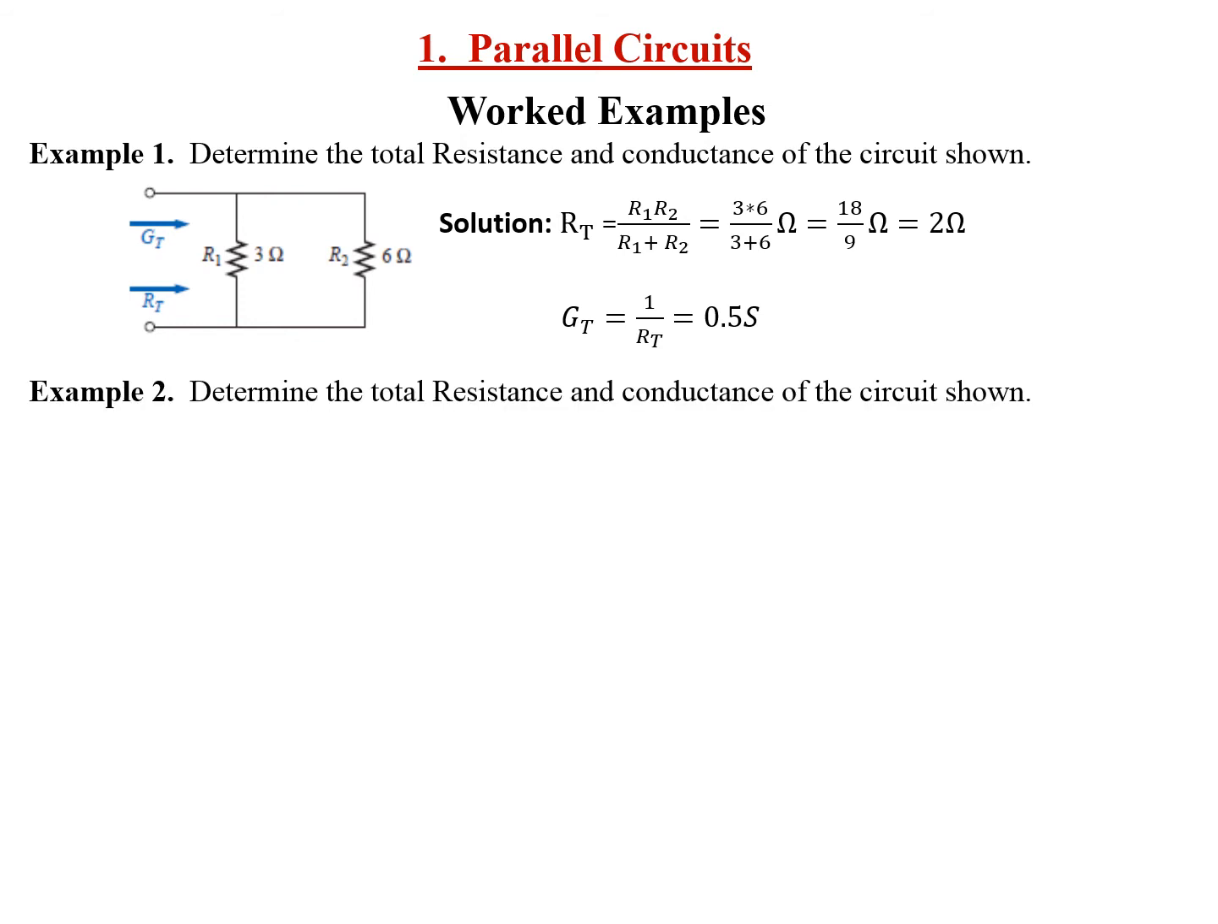Then determine the total resistance and conductance in the circuit shown. In that case, if you look closely, you realize that at the top there, we still have one common point, which is a node, and we have another common point, which is a node.